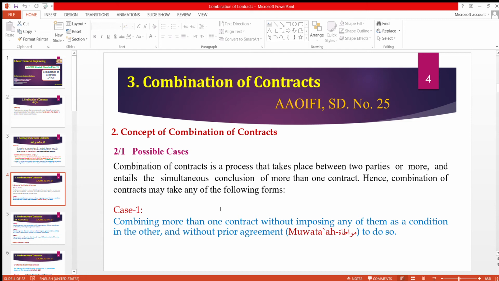If they executed another sale contract, then we say that these contracts are combined together, and they are combined accidentally, and there was no prior agreement that they would execute the second contract. It is just by chance that they executed two contracts together. So it is a combination of two contracts. This is one possible situation.